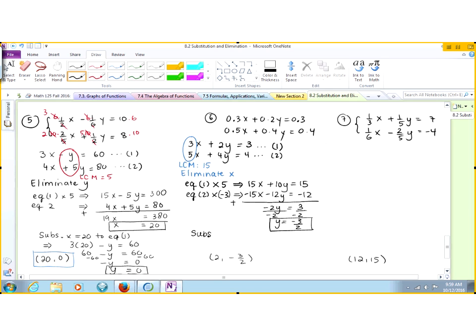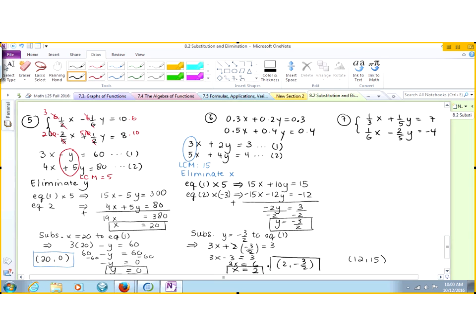Alright, now what do I do to X? Substitute y equals -3/2 to equation 1. Whatever is easier, the smaller one the better, right? So we always choose the easier ones, the ones with the smaller coefficient. So 3x plus 2 times -3/2 is equal to 3. So this cancels, okay? 3x minus 3 is 3. So what do I do now? You add 3 both sides, so 3x is equal to 6. What is x? 2. So 2 comma -3/2.